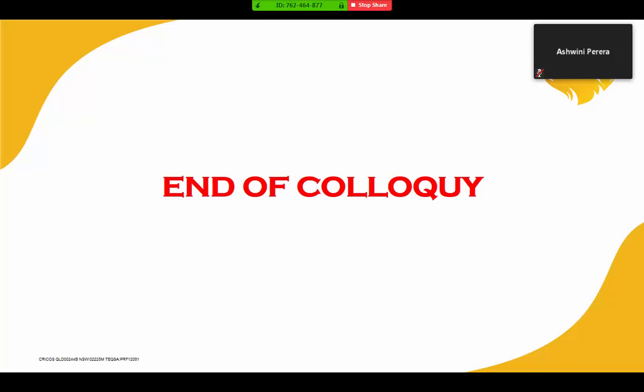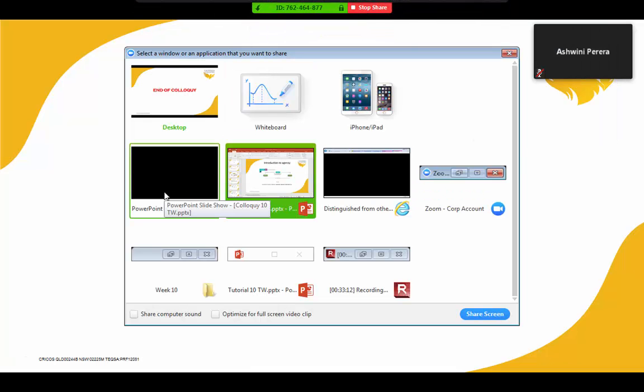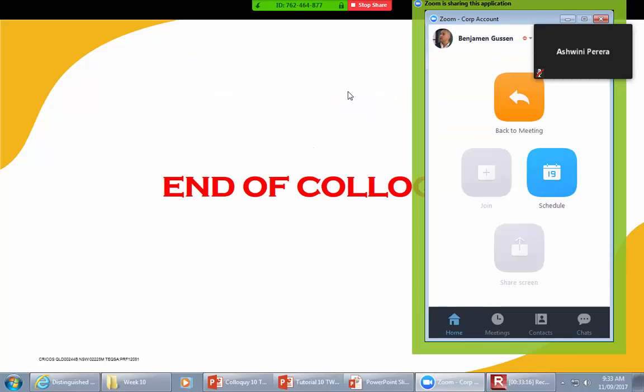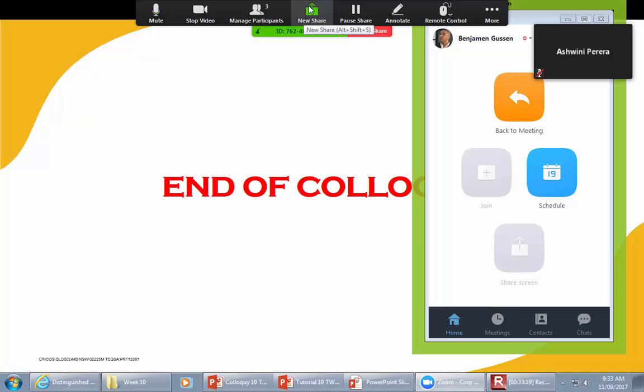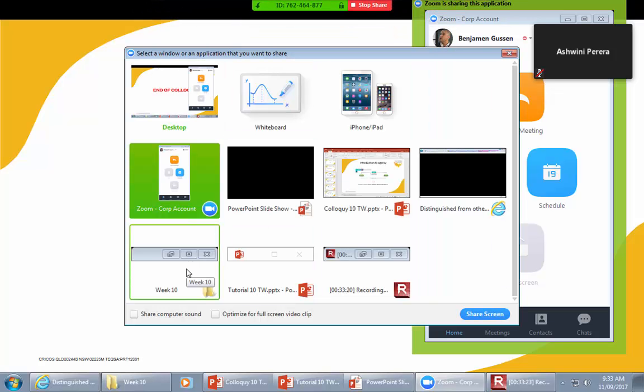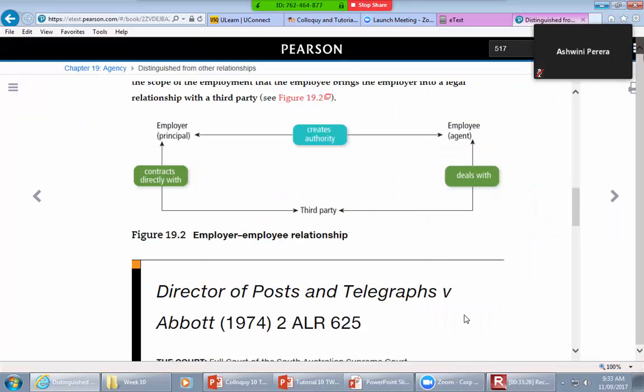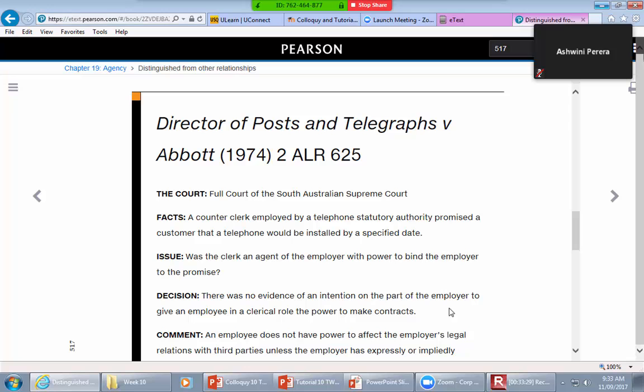Okay, let's now go and look at some of the examples in our textbook. All right, so we are on page 516, in your textbooks. So we have Director of Posts and Telegraphs and Abbott. This is 1974.